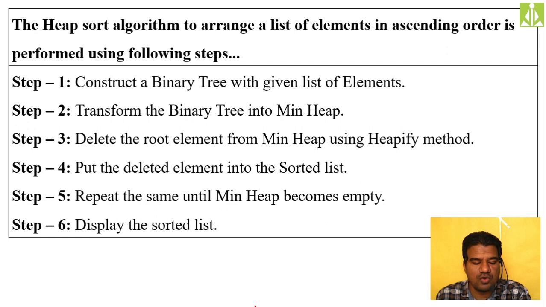After performing the heapify operation, delete the root. Always what we have to do, delete the root node and put that root node into the list. So delete the root element from the minimum heap using the heapify method. Put the deleted element into the sorted list. Repeat the same process, whatever operation we performed in steps 1, 2, 3, 4, until your complete minimum heap becomes empty. Finally, we display the sorted list.